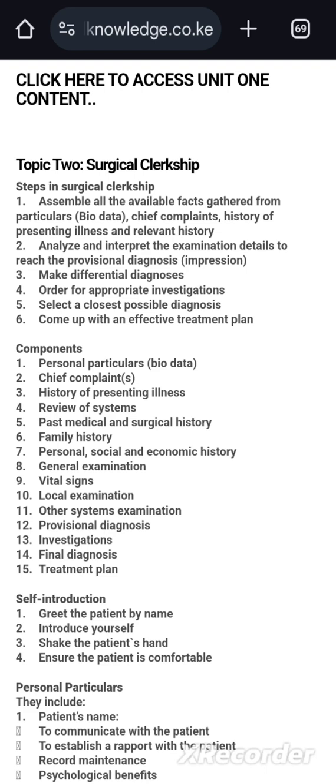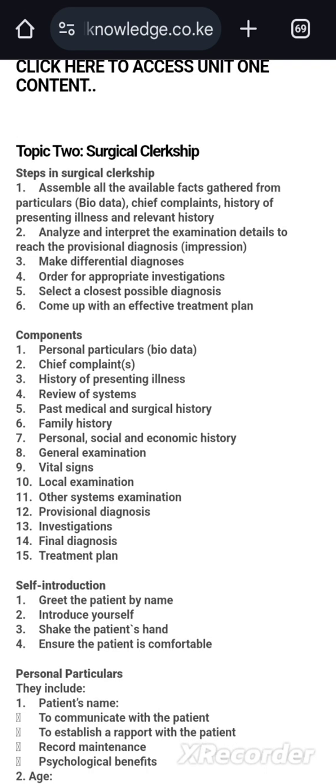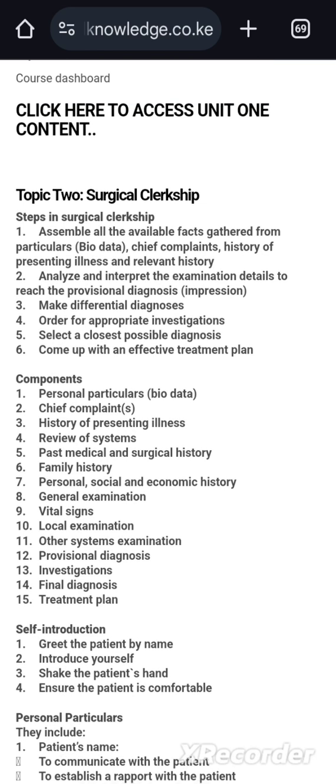Okay, so first of all, you have to assemble all the available facts gathered from particulars. Biodata, that is the name, the gender, that is sex. Talk about occupation, religion, next of kin, contact information, age or date of birth. All those are important in biodata, and we are going to check why we need all of that in biodata. Then chief complaint, we will see what the chief complaints are, how we need to put down chief complaints when they present, or maybe the patient or the guardian or the informant, somebody who has brought the sick patient.